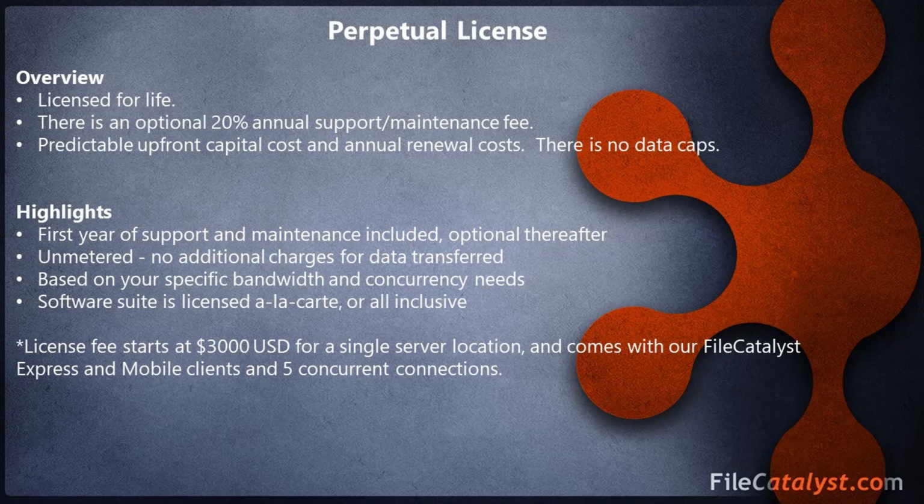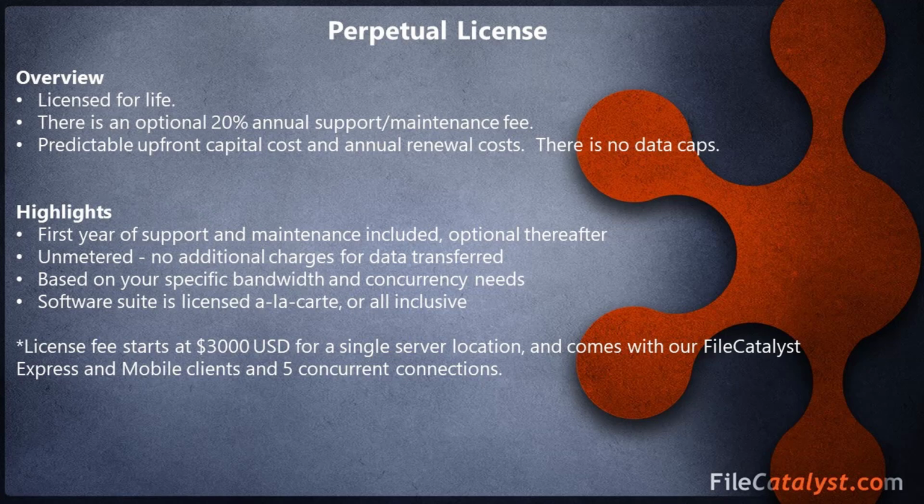One option is the perpetual license. You can buy a license. It's for life. You own it. There's an optional support and maintenance for 20%. It gives you access to our support, and to all the upgrades and all the versions. It's an annual support of 20%. And this is good because you know exactly how much it's going to cost you. There's no data caps, no metering. You know exactly what the solution is going to cost and what it's going to do, and the speeds.